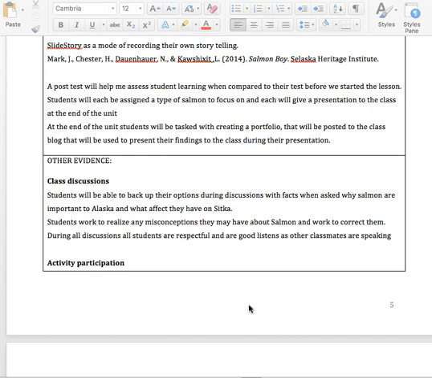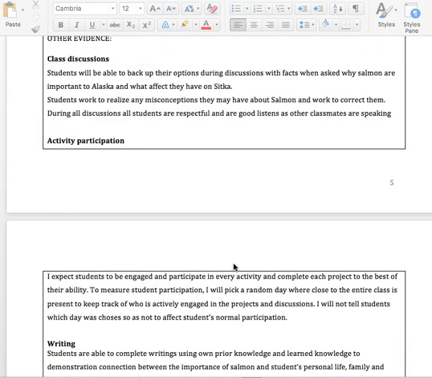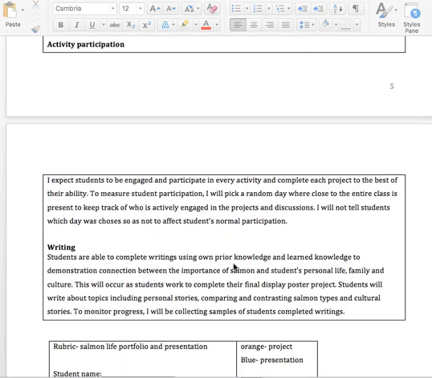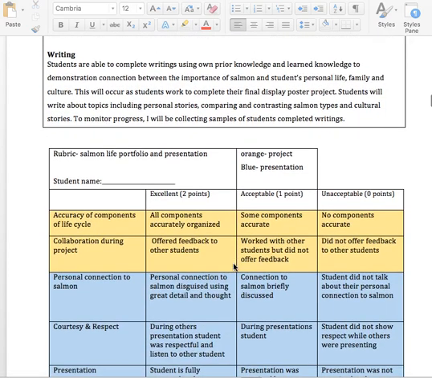At the end of the unit, students will be given a post-test that will be compared to their pre-test scores to see how much new information they learned. For other evidence, we will have class discussions. All students will be expected to participate in those discussions, as well as in any activities we do. We also will have writing assignments throughout the unit, so students will be expected to perform to their grade's expectations.